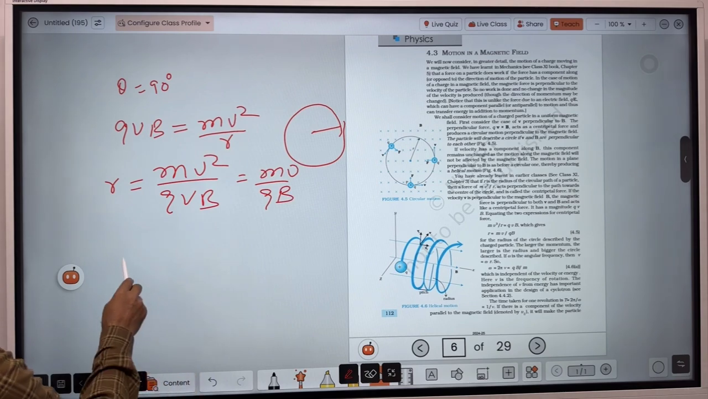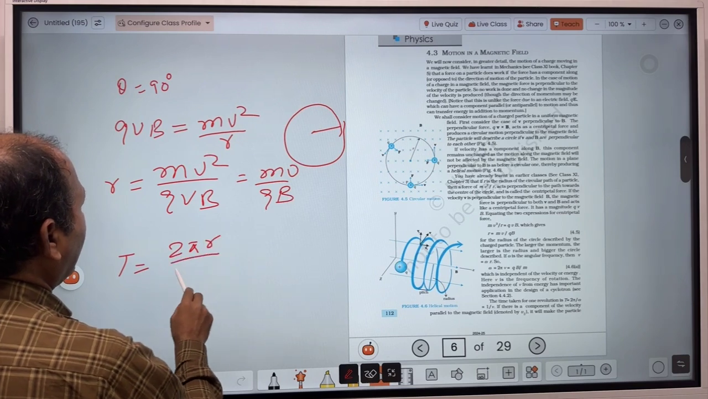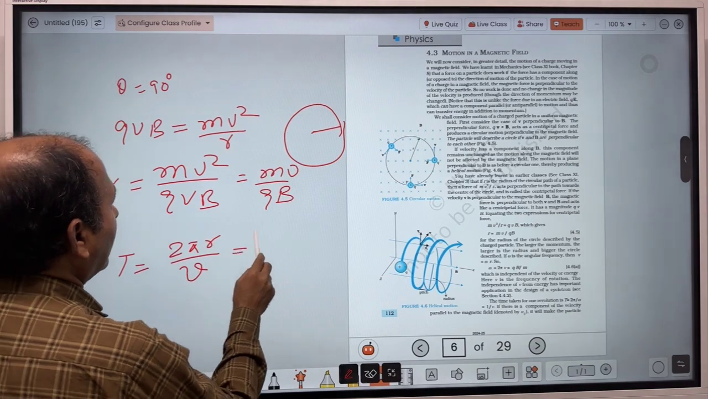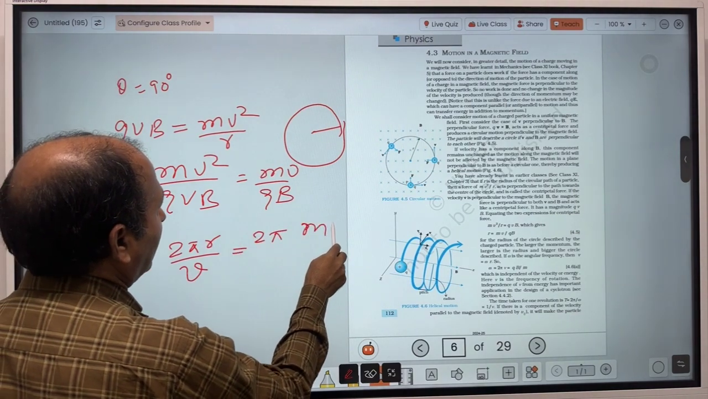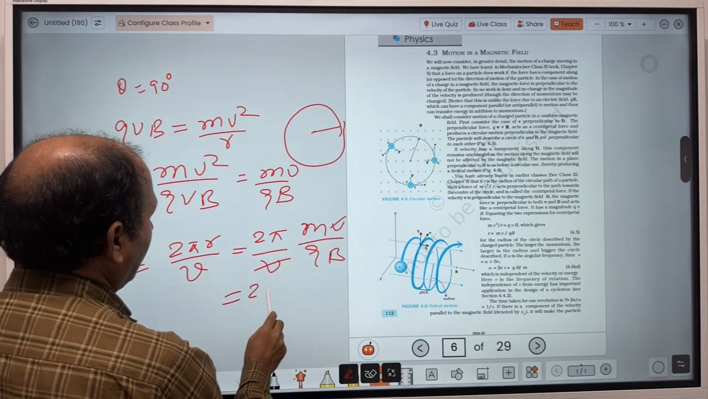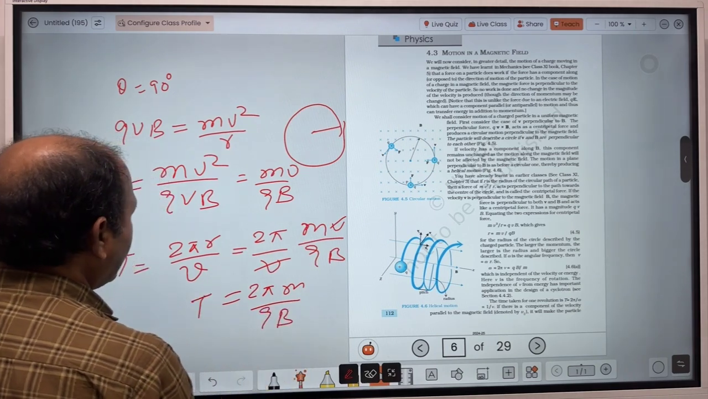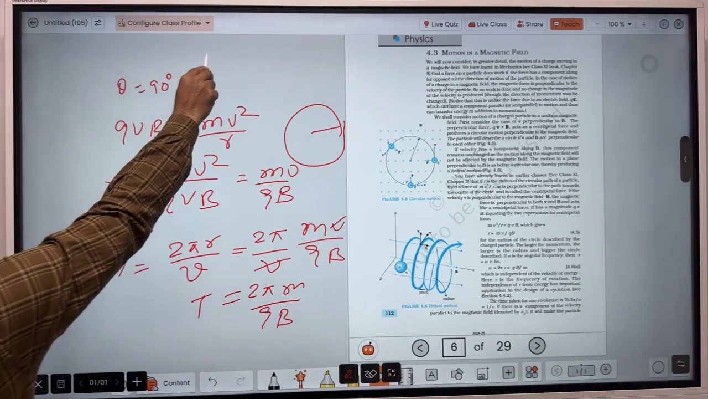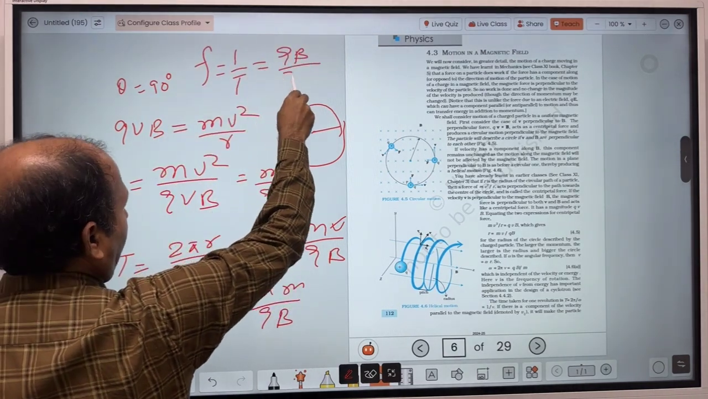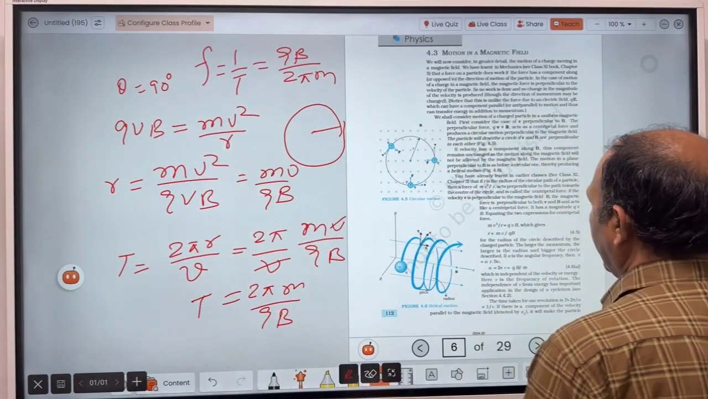Suppose we want to find the time period or frequency. The time period is the length, 2 pi r, divided by velocity, right? So 2 pi r is mv divided by qB, and divided by v. So we will cancel out and you will be left with 2 pi m divided by qB. This is the time period. And suppose you want to find the frequency. Frequency will be 1 upon time period, so just reverse it: qB divided by 2 pi m. So you can get two values.